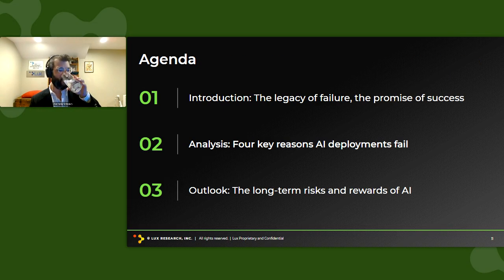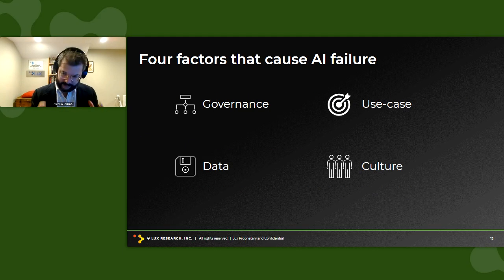So, with that in mind, let's talk about why these AI deployments fail. We've identified four factors that cause AI failure. And I want to talk a little bit about the process and the methodology here, because ultimately what we've been doing is interviews.